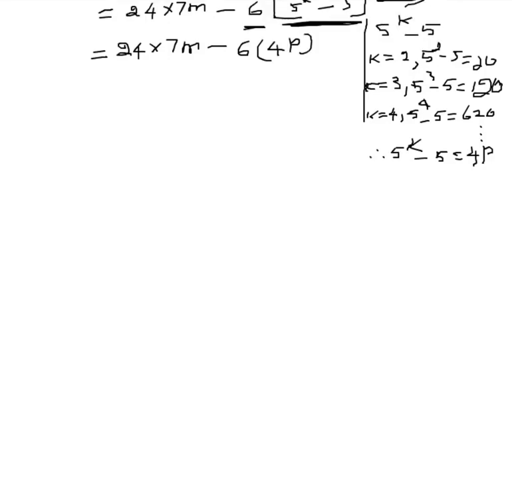Since it is a multiple of 4, I can write this as 4p. Don't use 4m because we already used m. So it becomes 24 into 7m minus 6 times, and I can write 5^k minus 5 as 4p because it is a multiple of 4. Now 24 is a common factor which can be taken out. So 24 times (7m minus p), and it is divisible by 24.